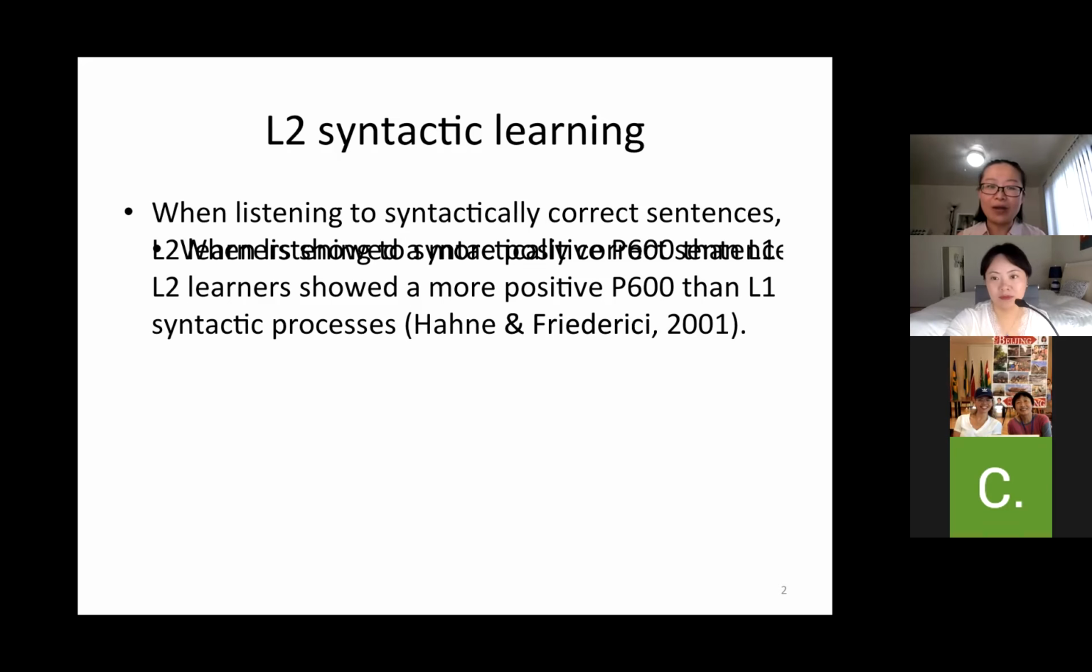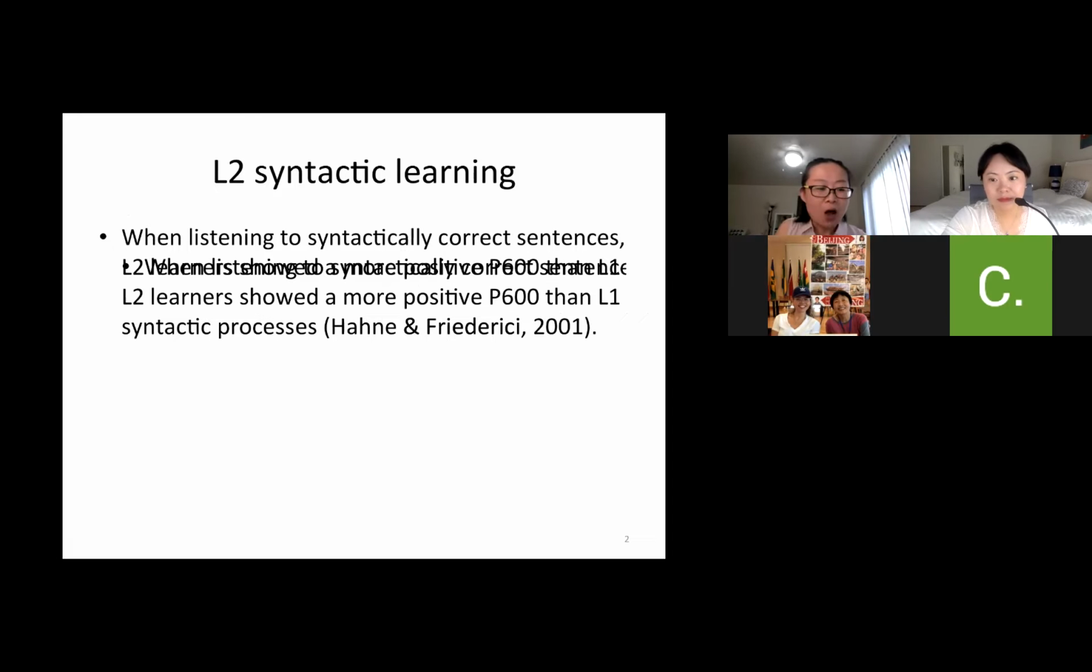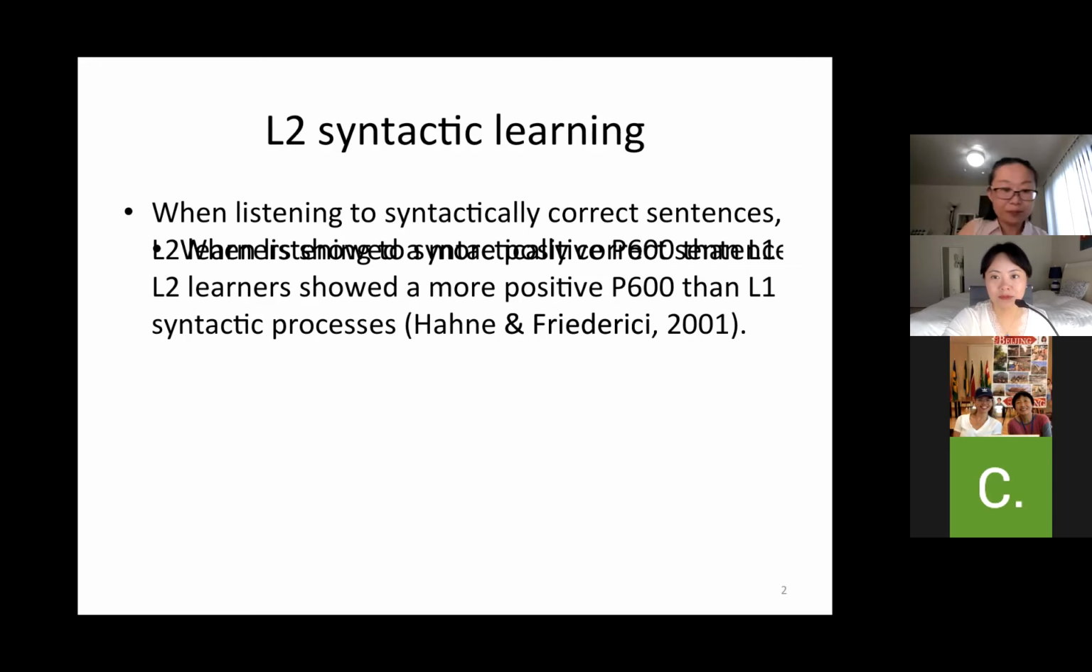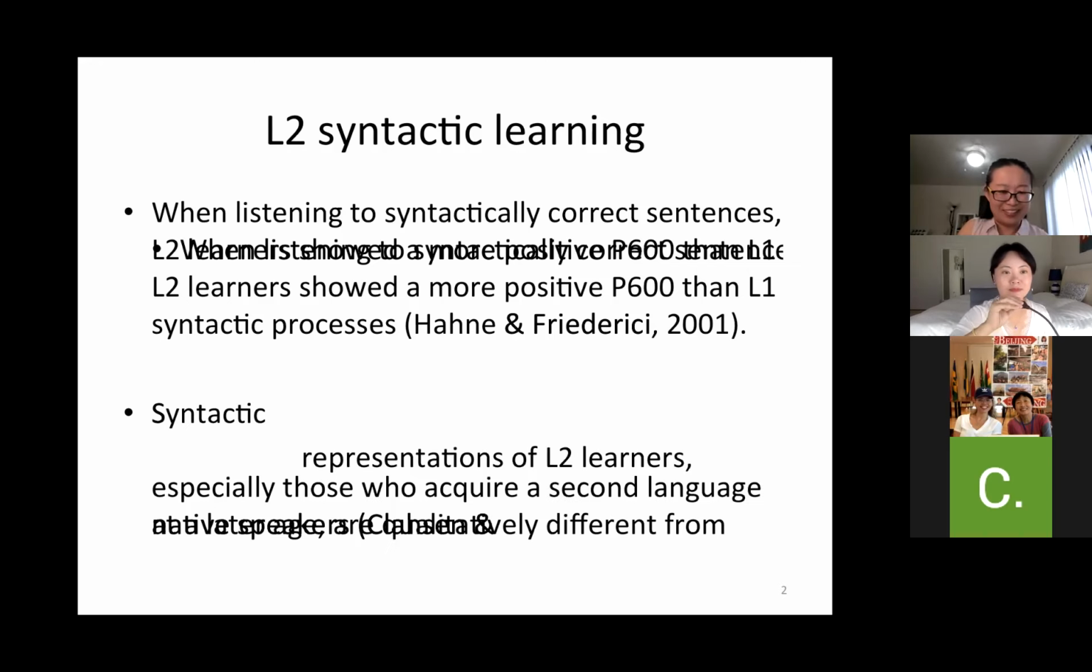So why do L2 learners have this difficulty? This difficulty is about the syntactic representations of L2 learners. When they acquire the syntactic representations, they are qualitatively different from L1 readers.